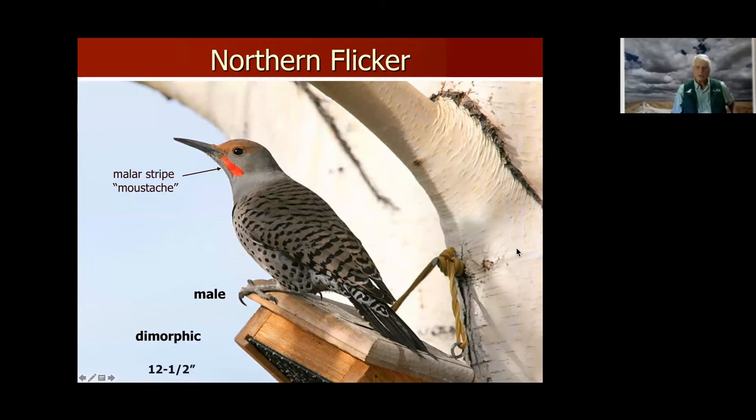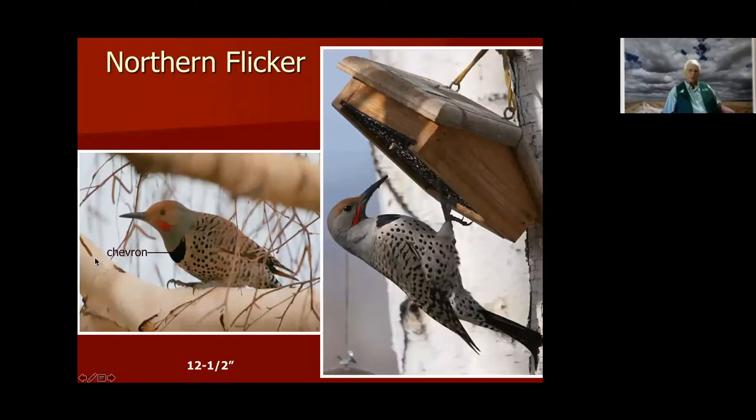These guys will also come to your suet feeders. Again, you see all the markings, the barring on the back, the spots along the side and the belly. But there's the male mark, the malar stripe, or mustache as we call it. So most woodpeckers, maybe all woodpeckers, I guess, are slightly dimorphic. And so is the flicker. I'll show you the female in a minute. There's that black breast thing that we call a chevron. And again, look at all the spots here and all the bars.